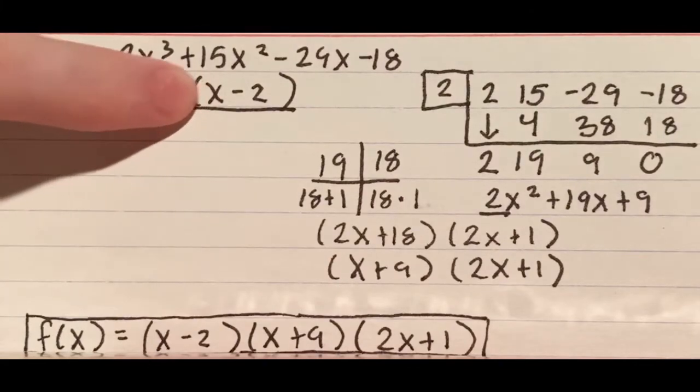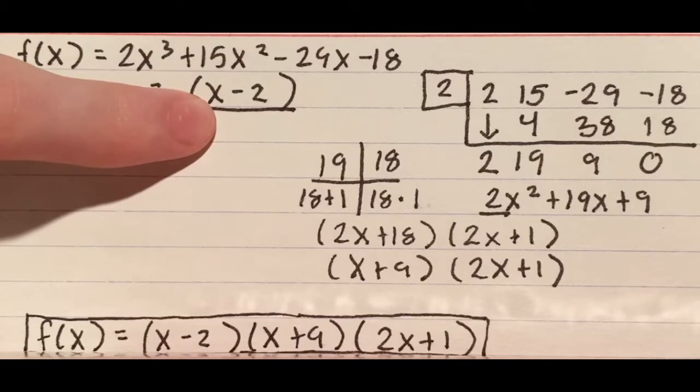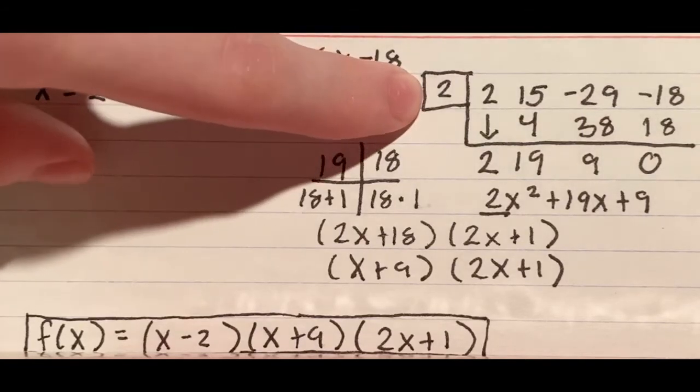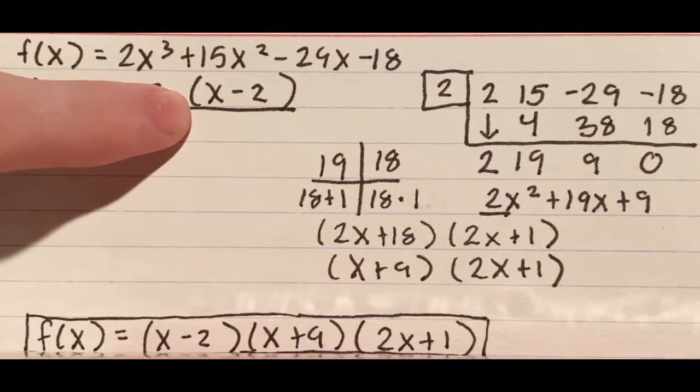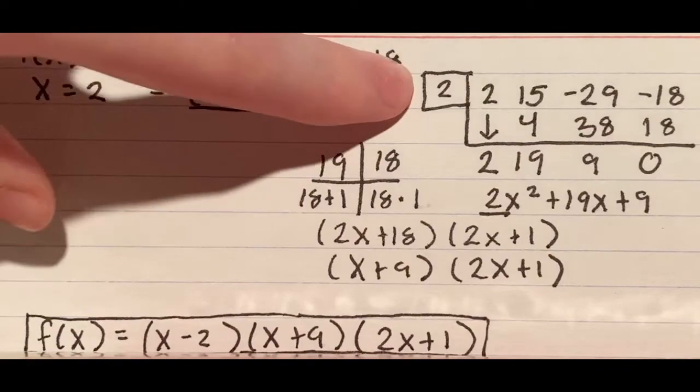As you see here, our factor is x minus 2, and we want to put the solution to this factor in this little box here. So because our factor is x minus 2, we were already given the solution x equals 2, so we're going to put 2 in this little box right here.